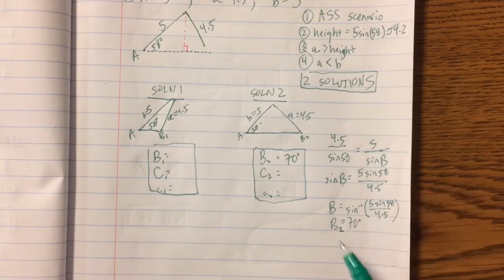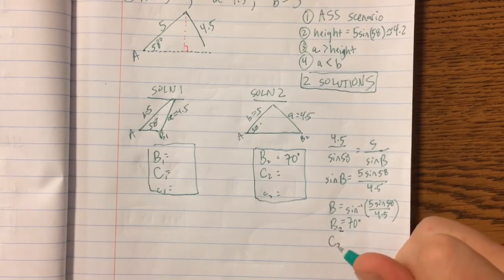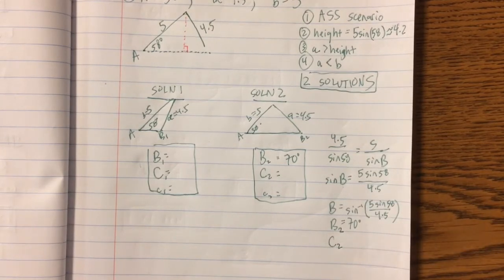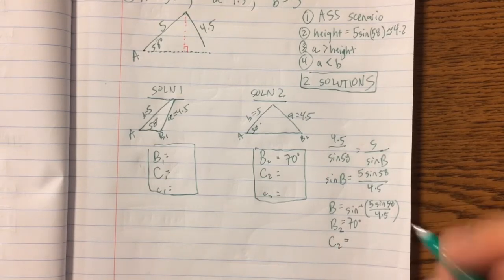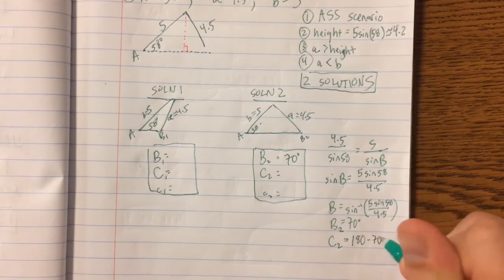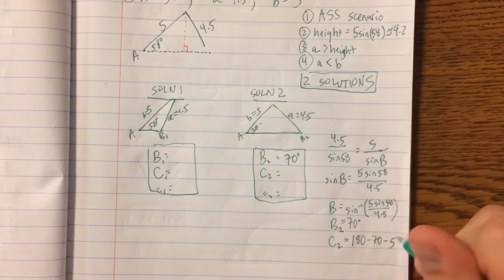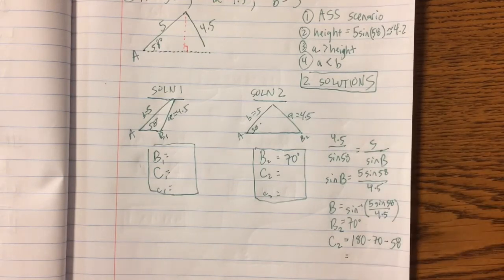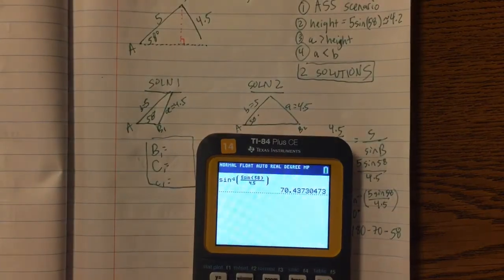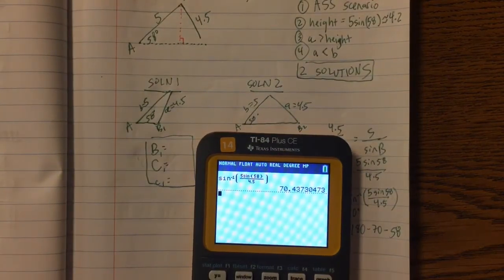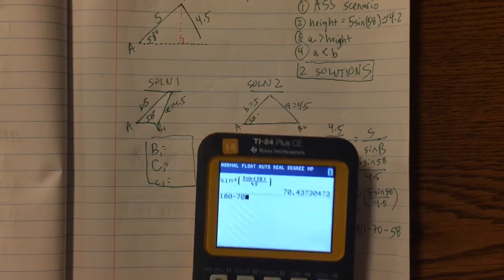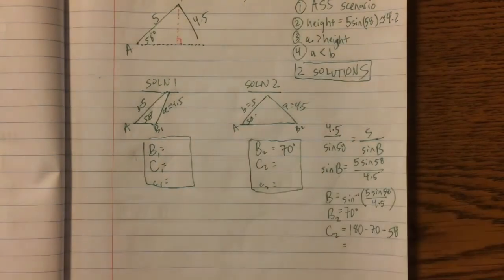Now that we know that this is part of solution 2, let's find C2. If we know 2 of the 3 angle measures, how do we get the third one? Subtract from 180. So we got 180 minus 70 minus 58. So I don't know what that is off the top of my head. Let's see. 180 minus 70 minus 58, 52 degrees.